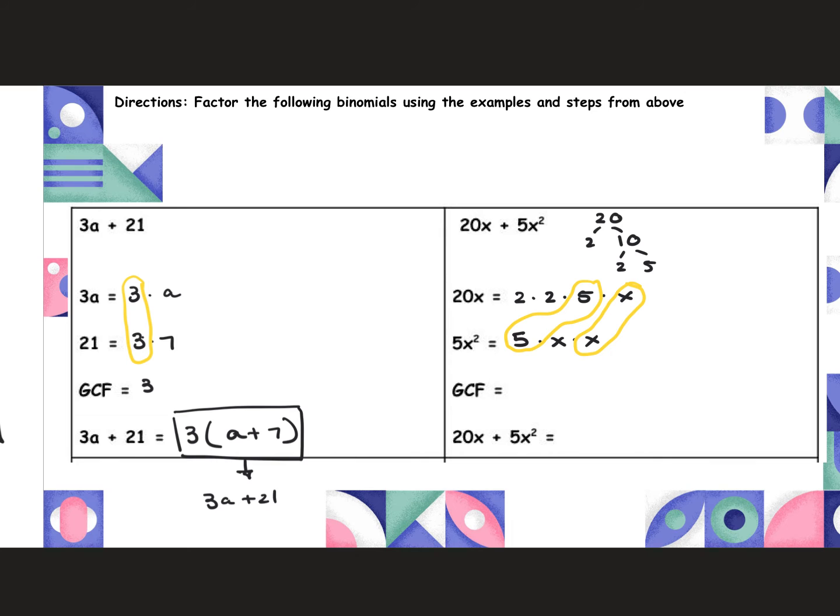All right. So we have 5x as my GCF. I'm going to divide each term by 5x. I'm going to put my GCF on the outside. 20 divided by 5 is 4. X divided by x gives me 1. Then I have 5 divided by 5, which is 1. X squared divided by x just gives me x. And again, I can use the distributive property to check my answer. So 5x times 4 is 20x. And then 5x times x is plus 5x squared.